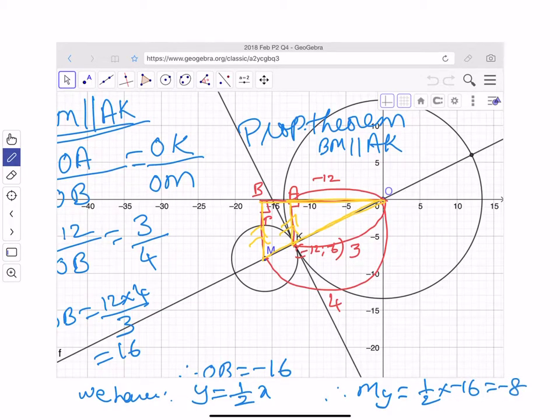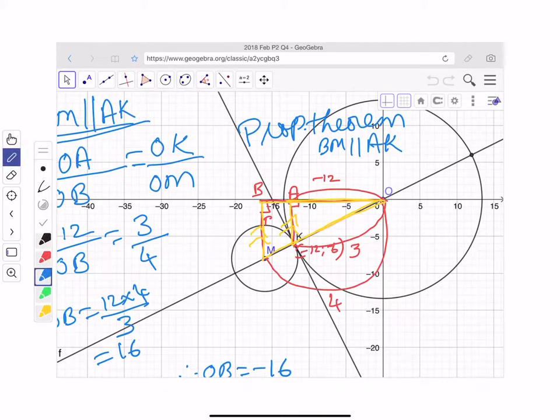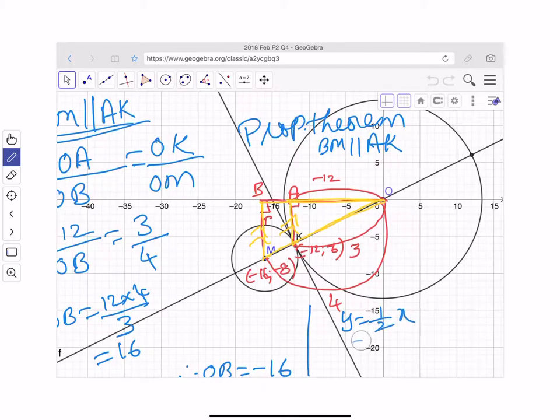Therefore, I can write my answer here: negative 16 and negative 8. So that's how I get there. Let me write once again here. I write y is equal to half x. Therefore, y is equal to half times negative 16, which is negative 8. Therefore, M is equal to negative 16, negative 8. That's my answer.